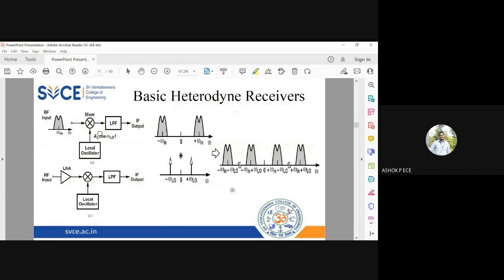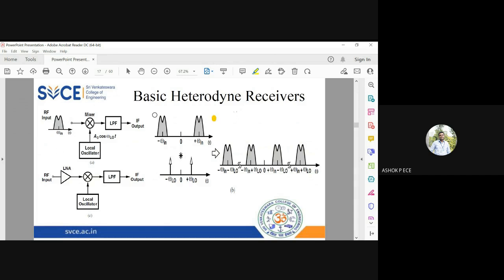Remember, all mixers have two inputs. One is the input coming from the antenna. Second is the input coming from the LO. This mixer will multiply the two signals. When multiplying, it will result in sum and difference frequencies. So I have omega in and omega LO, right? This will produce omega in minus omega LO and omega in plus omega LO. And after you filter out the frequencies, you get the result here.